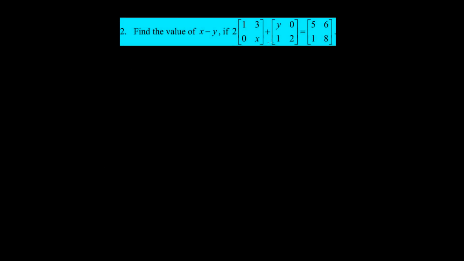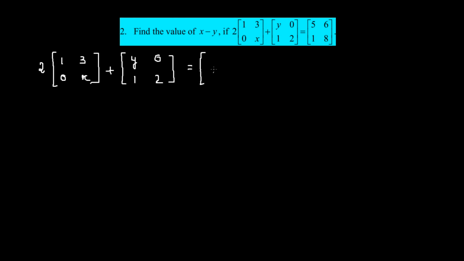So here we have a matrix equation that's given to us. Now using this information, we have to find out the value of x minus y. So what we'll try to do, we'll try to first find out the value of x and y. So let's rewrite this matrix equation. So this is 2 times [1 3; 0 x] plus [y 0; 1 2]. This is equal to [5 6; 1 8].